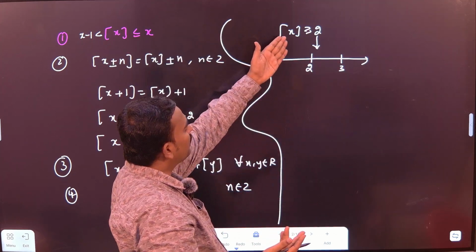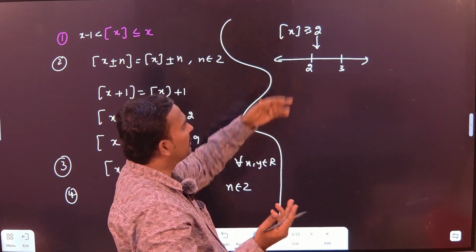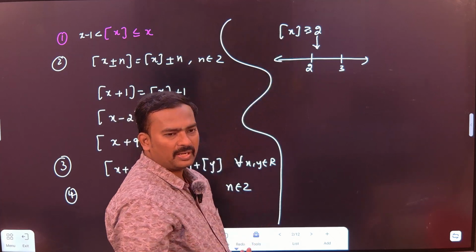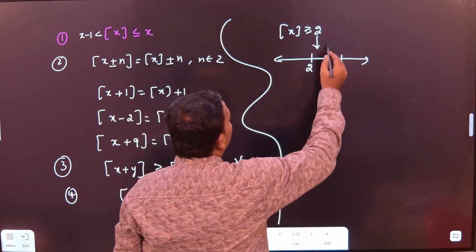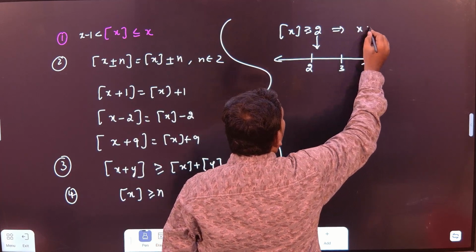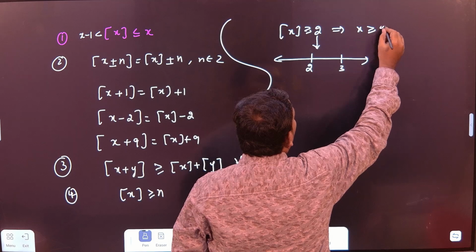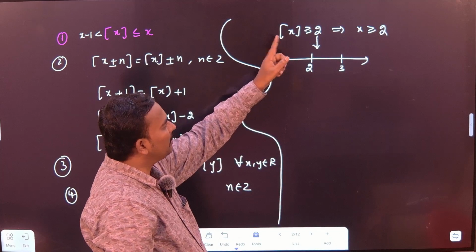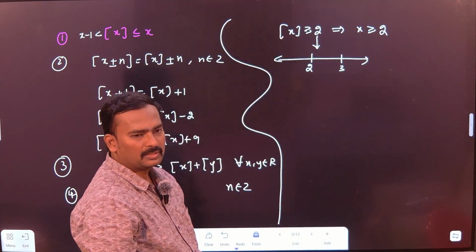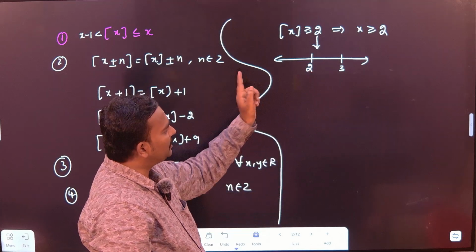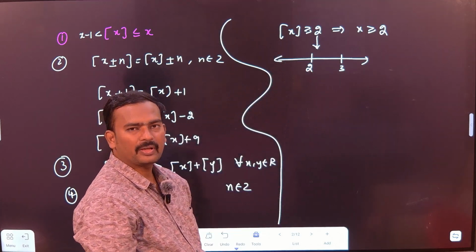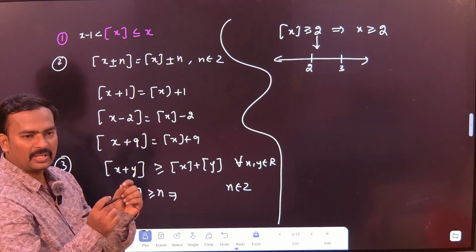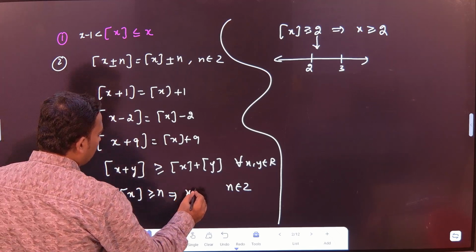So for 2 only, the greatest integer value is what? It's greater than 2. Let's take 3. 3 is greater than 2, right? So it's satisfied. From this, we can say x is greater than or equal to 2. The inequality is satisfied means x should be equal to 2 or more than 2. Then only it is satisfied. If you take less than 2, this will not be satisfied. So how to write? If the greatest integer function is greater than or equal to n, it means x should be greater than or equal to n.